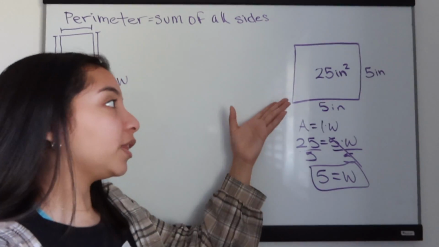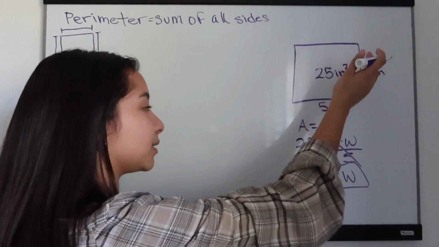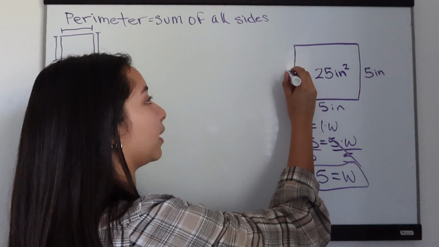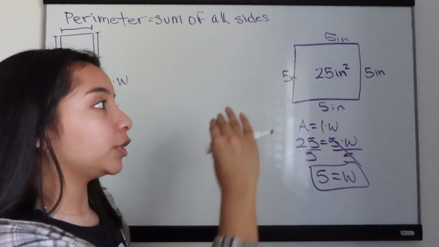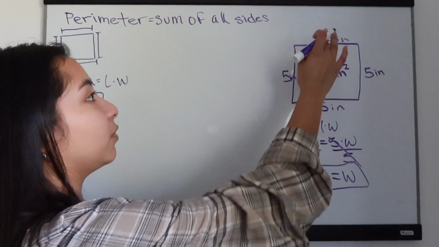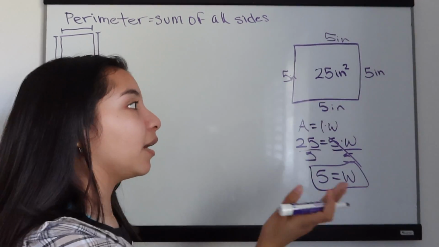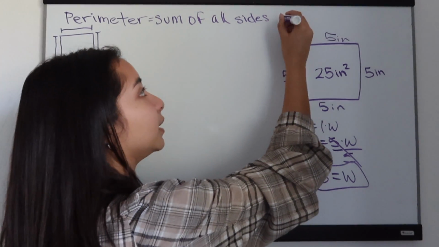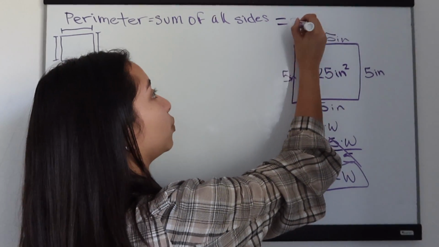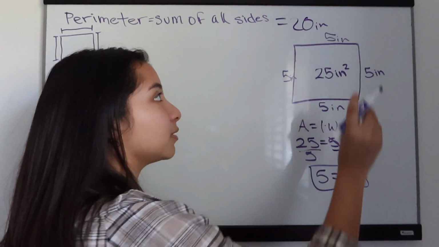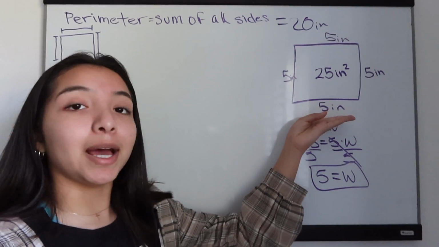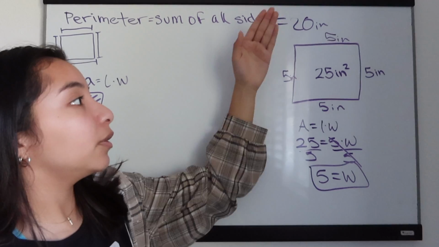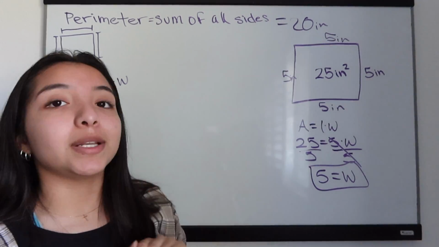And since we know that this is a square, that means the rest of the sides will also be equal to 5. So now to find the perimeter, we just add all sides. 5 plus 5, 10 plus 5, 15 plus 5, 20. So the perimeter of this square is equal to 20 inches. And that's our answer. We found that the width was equal to 5 and the perimeter was equal to 20 inches.